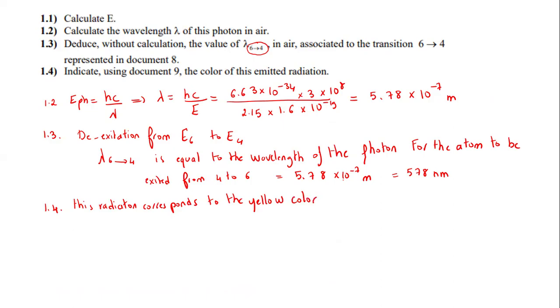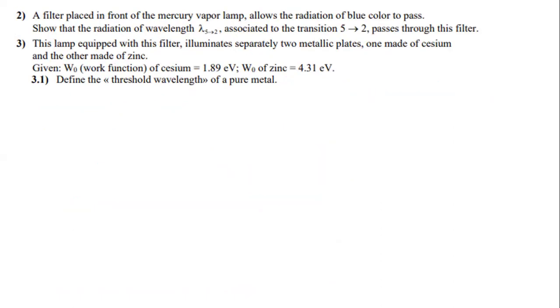Okay, now we continue the question. A filter placed in front of the mercury vapor lamp allows the radiation of blue color to pass. Show that the radiation of wavelength lambda, associated to the de-excitation from 5 to 2, passes through this filter. To know that it passes through the filter, first I have to find the wavelength. If this wavelength corresponds to the blue color, then in this case, yes, it will pass through the filter.